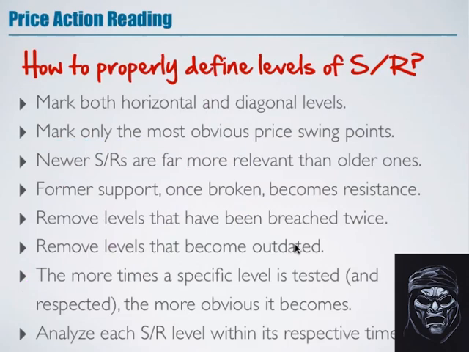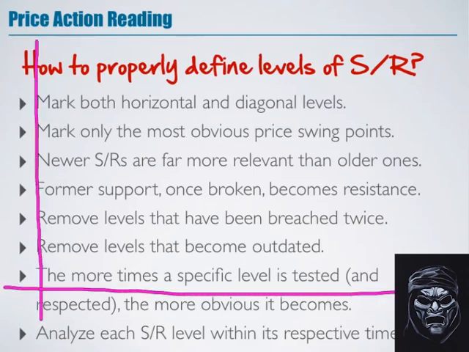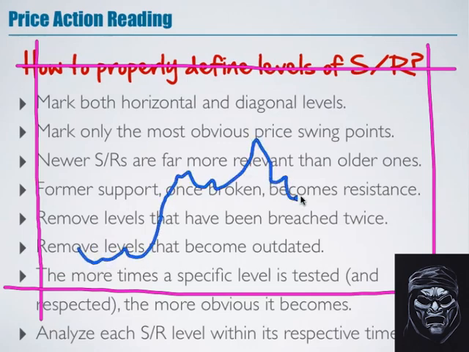Now, there is another reason as to why you may want to delete a level of support and resistance, even if they have not been broken twice, or even if they haven't been broken at all. And that's if they become outdated. Okay, you are to remove levels that become outdated. Now, when does a specific level of support and resistance become outdated? Well, obviously, if this is your chart, right? Let's say this is your chart window of any specific currency pair, any specific time frame, it doesn't matter. Well, obviously, as time evolves, price continues to print new price points in your chart, right?